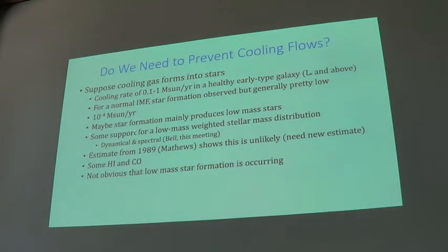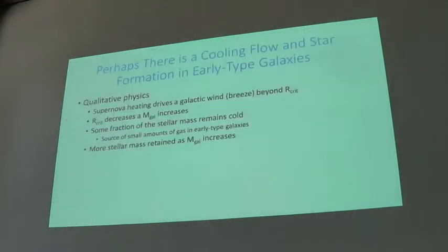Okay, so maybe if you're going to form stars, you can't form high mass stars. You see them too easily. Maybe you only form low mass stars. Okay. And there is some support for a low mass weighted stellar mass distribution. There was an old calculation that said you can't really change the mass to light ratio, but it seems that the mass to light ratio is different for these galaxies. We do see some H1 and CO, so there's fuel for this stuff. So there are some virtues to this.